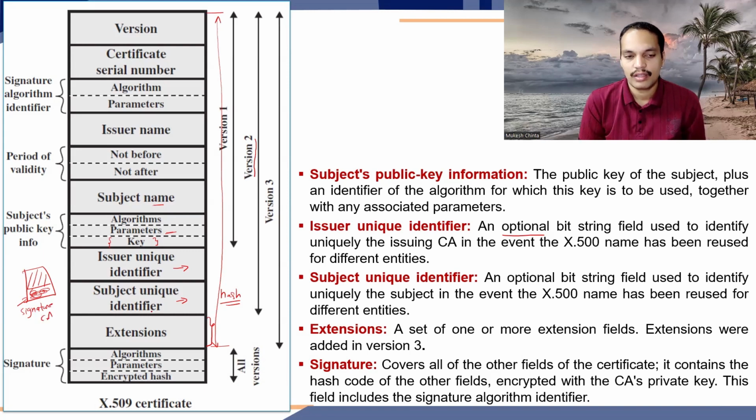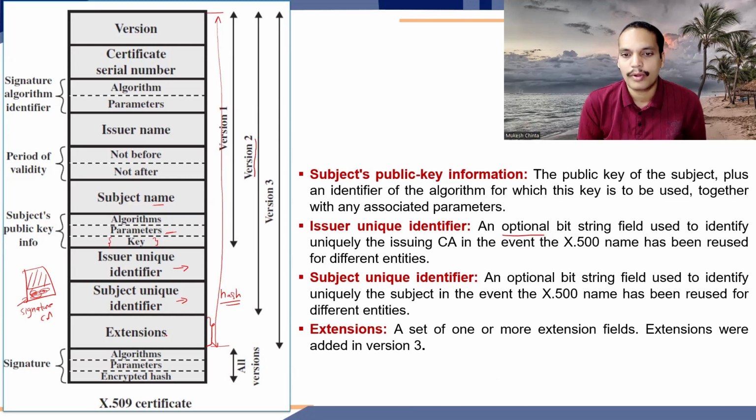This is added to the certificate. So any recipient who has the public key of the CA can now easily decrypt this particular signature, and then they can verify the validity of the certificate. That means unless I know the CA's public key, I will not be able to decrypt the signature and then check the authenticity of the certificate.